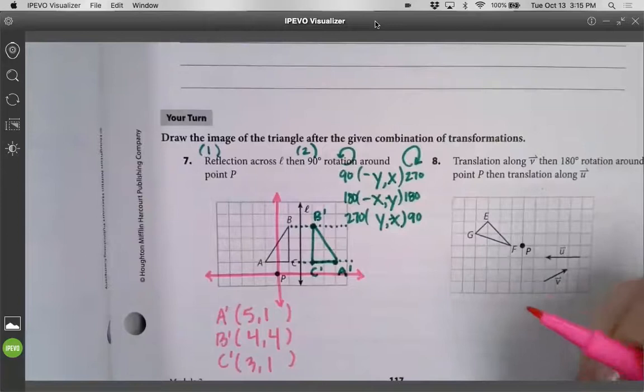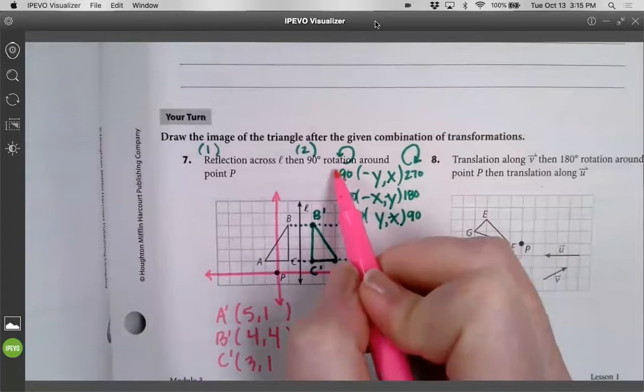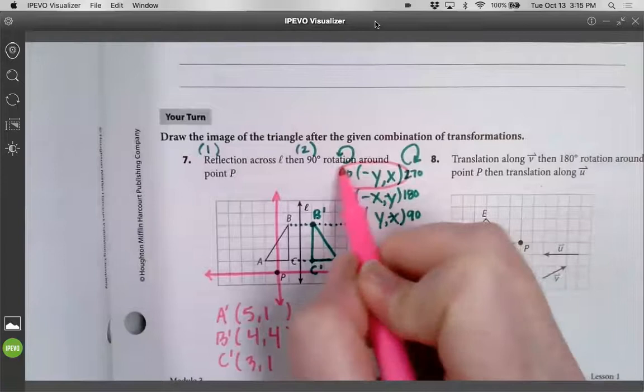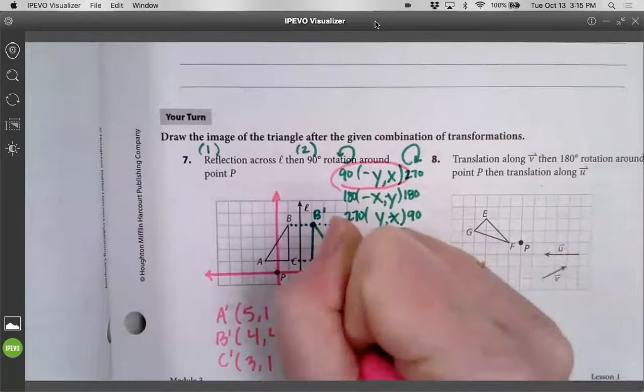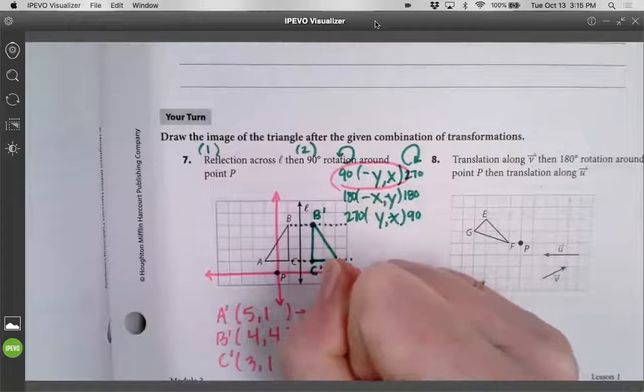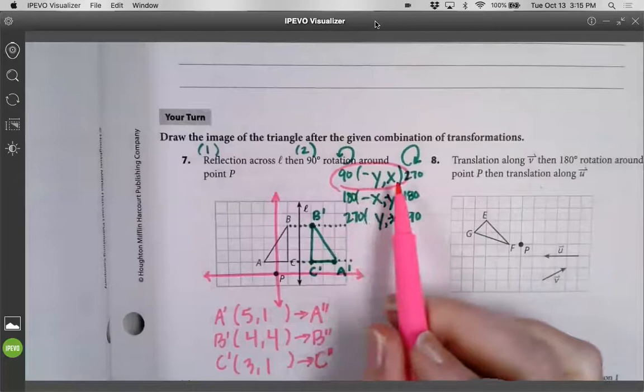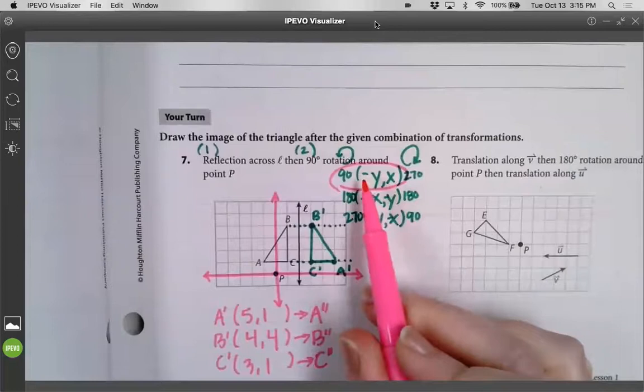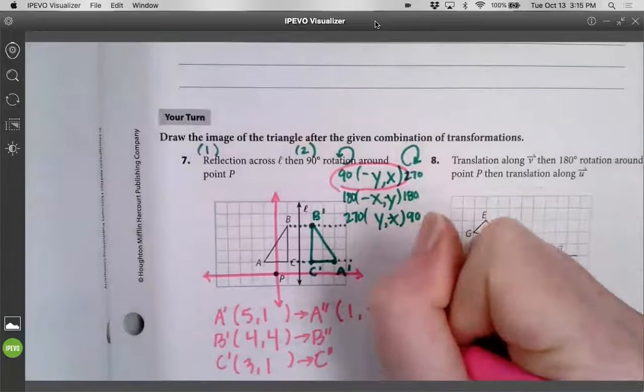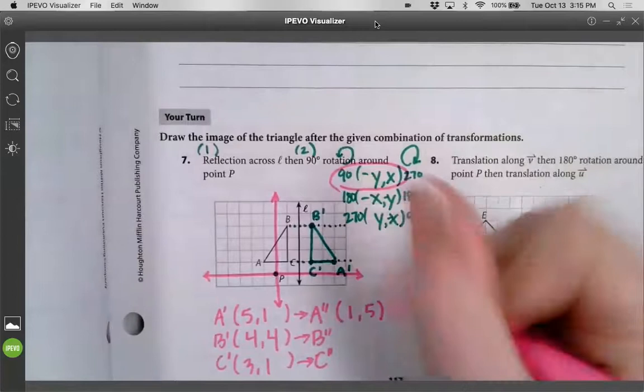Then I need to find the rule that I use to rotate. A 90 degree rotation, if it doesn't say a direction, then your direction is counterclockwise. That would be this rule. 90 degrees counterclockwise is negative y, x. So what we said was, we're going to turn A prime into A double prime by turning my XY ordered pair into negative y comma x instead. This means we switch the order and change the sign on the new front number. So we first switch the order. 5, 1 becomes 1, 5. And then we change the sign on the new front number. So positive 1 turns into negative 1.